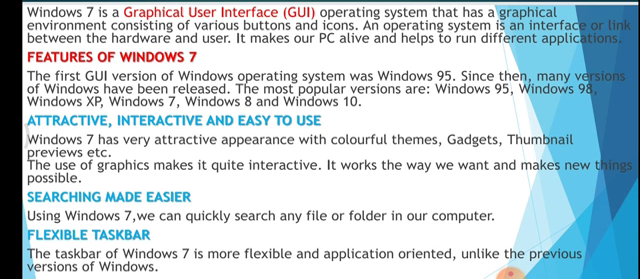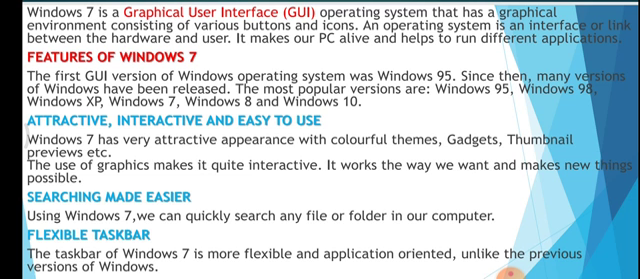An operating system is an interface or link between the hardware and user. It makes our PC alive and helps to run different applications. Different applications mean MS Word, PowerPoint, Excel, Internet Explorer, and so on. Now we will see features of Windows 7.